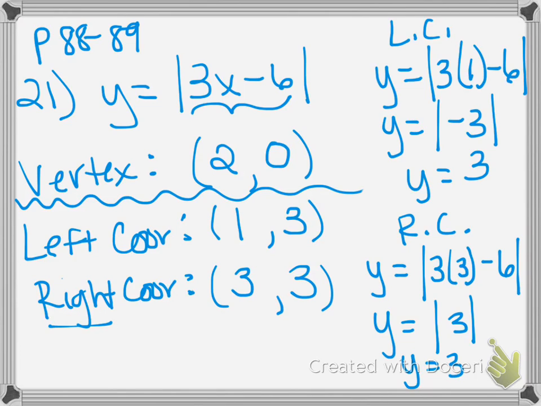Because if you notice, this 1 that I chose is only 1 away from your vertex. This 3 that I chose is only 1 away from your vertex. So if you choose a left and right coordinate that is equidistant from the x value of your vertex, then your y value should actually be the same, because it is symmetrical. Okay? So at this time, we would go ahead and graph.